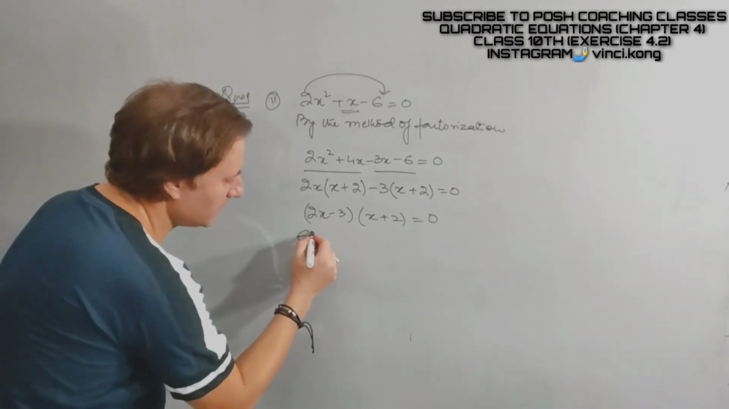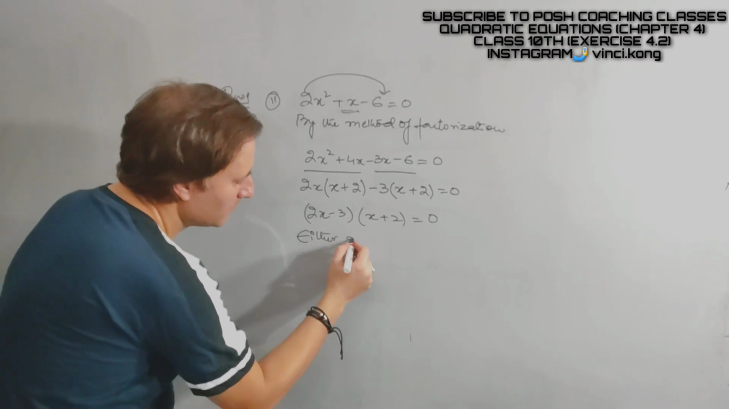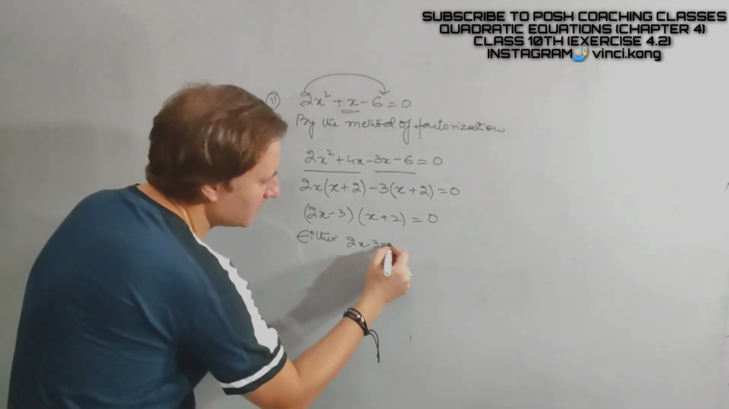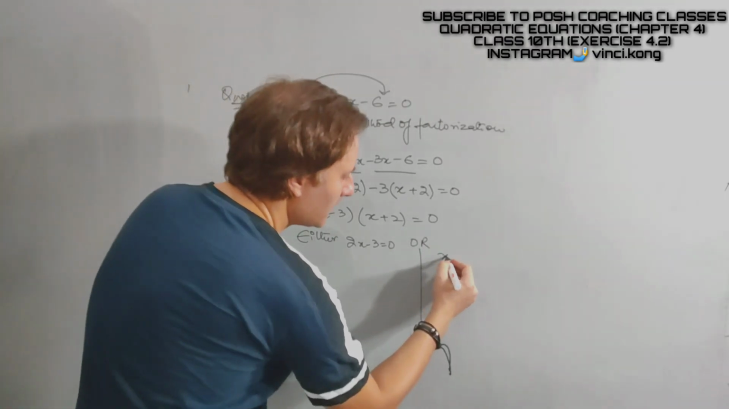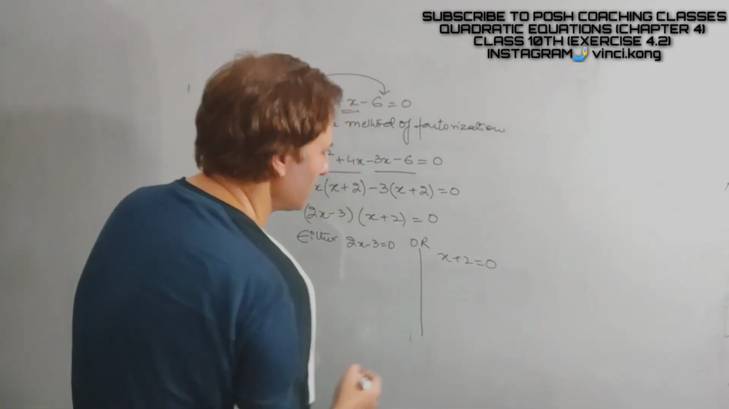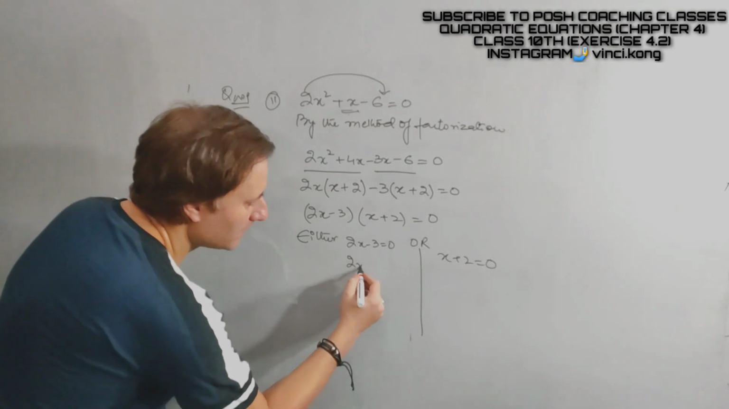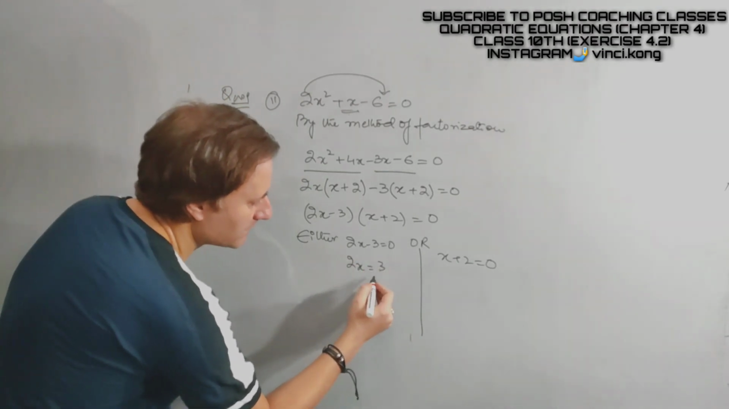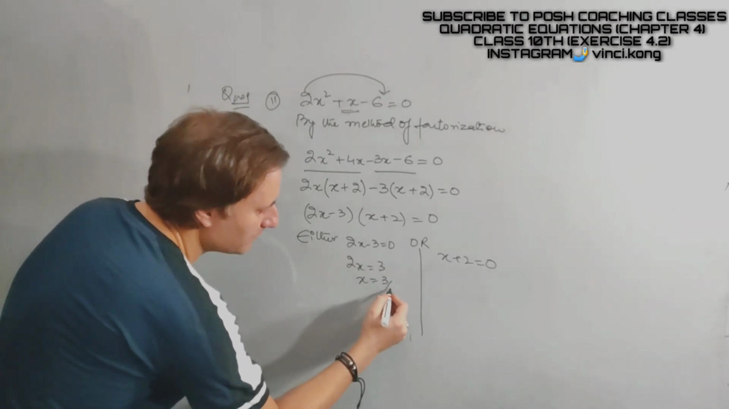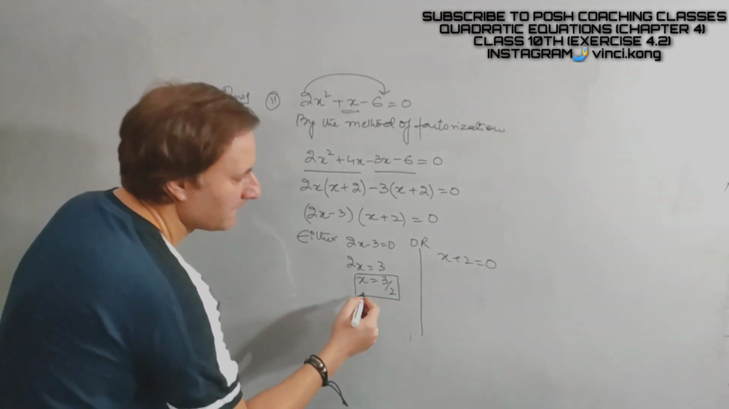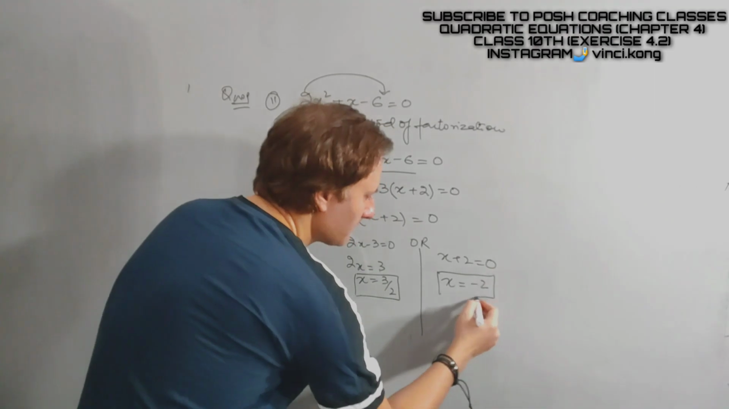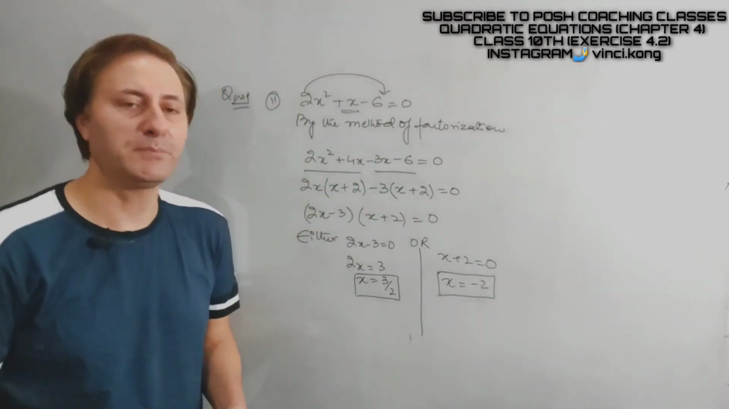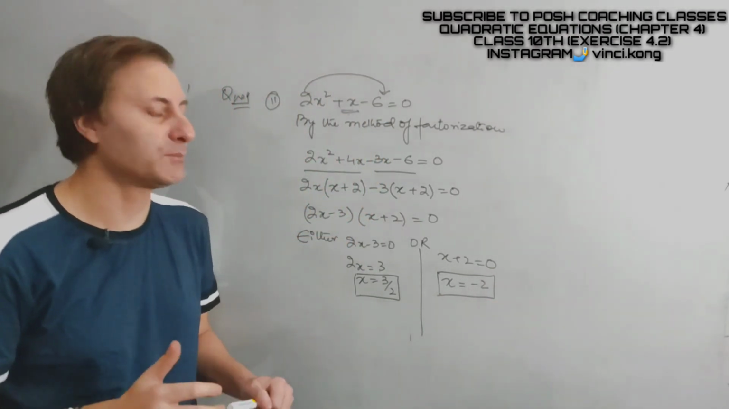Now either 2x minus 3 is equal to 0, or x plus 2 is equal to 0. So 2x is equal to, this becomes positive 3, x is equal to 3 upon 2. Then here x is equal to negative 2. Clear? Pretty simple. So this finishes part number 2.